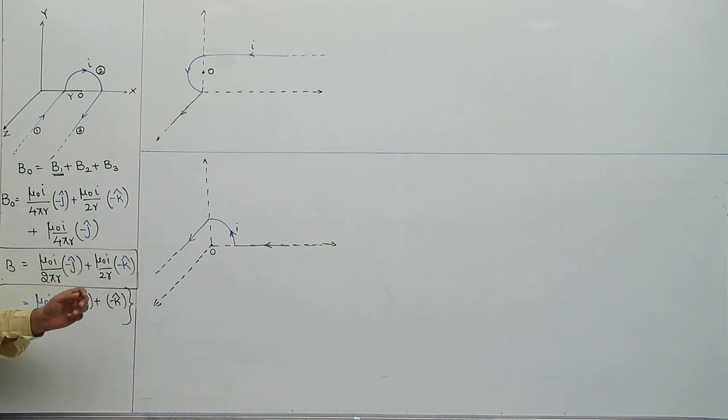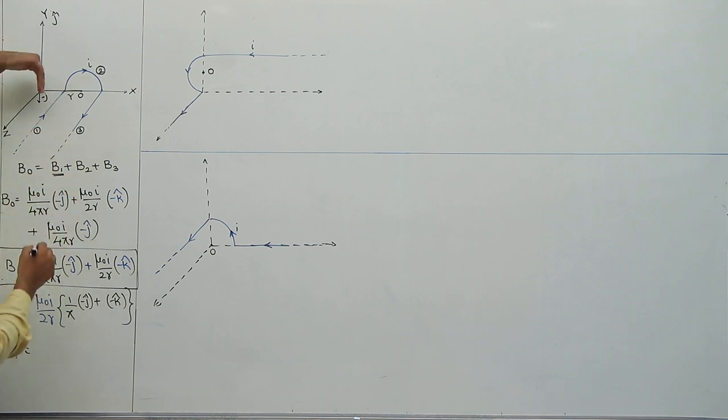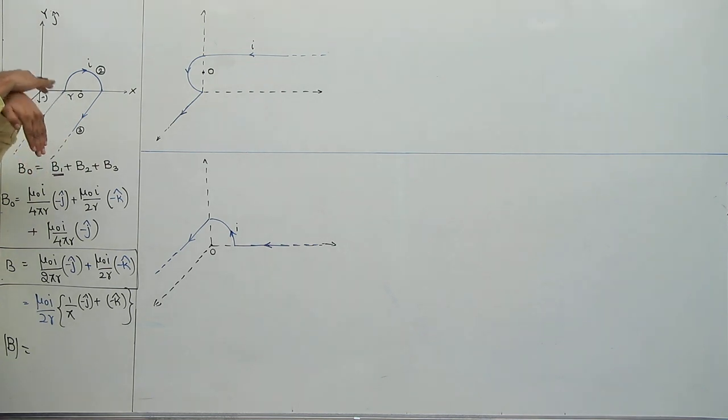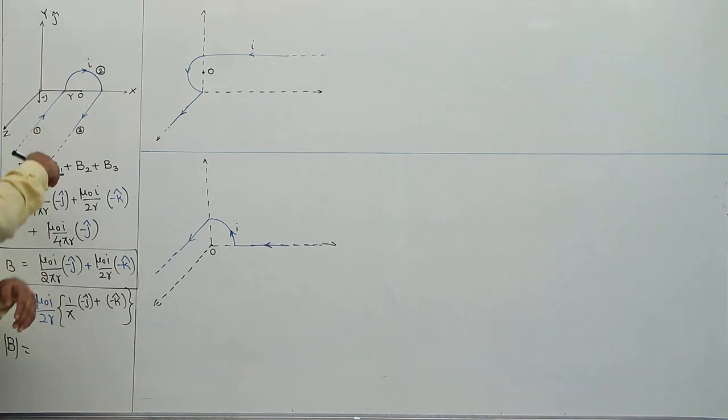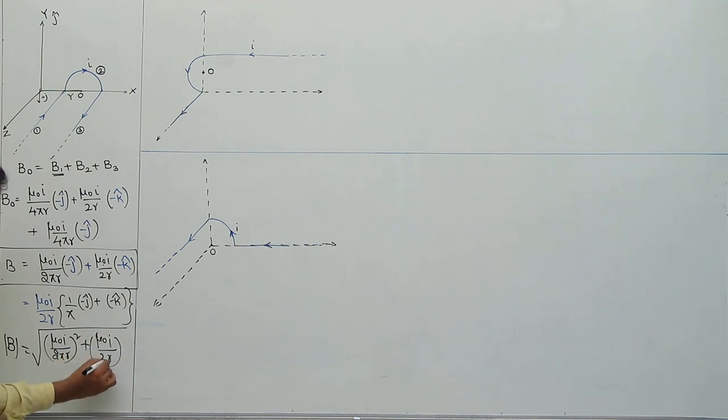As j and k are vectors along y-axis and z-axis, the resultant of these two can be given as the magnitude of B. As it is j cap, this is y-axis, this is plus j, and this will be minus j. So one field is acting downwards, one field is inwards, as these two are perpendicular here, j downwards, k inwards. So the resultant will be root over this square plus this square, that is mu naught I by 2 pi r whole square plus mu naught I by 2r whole square.